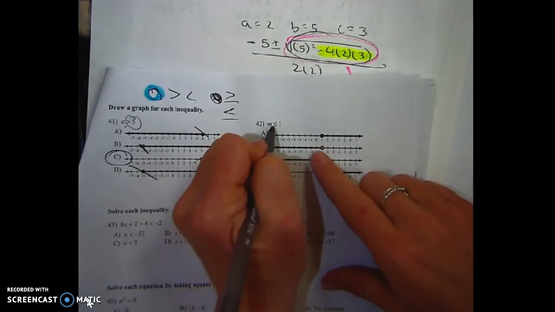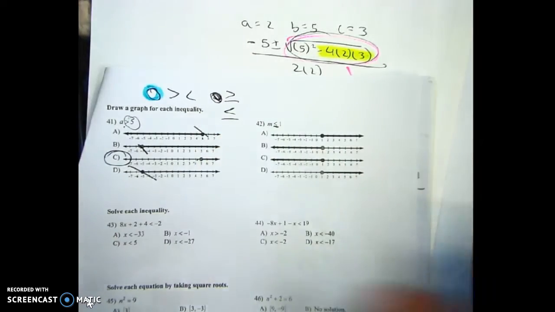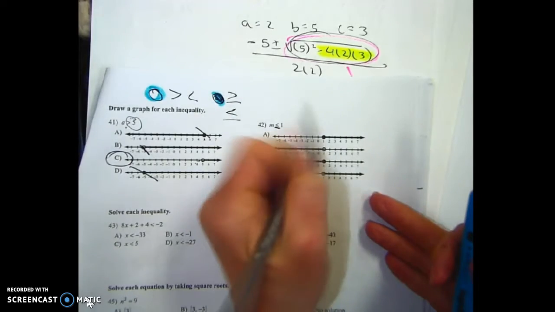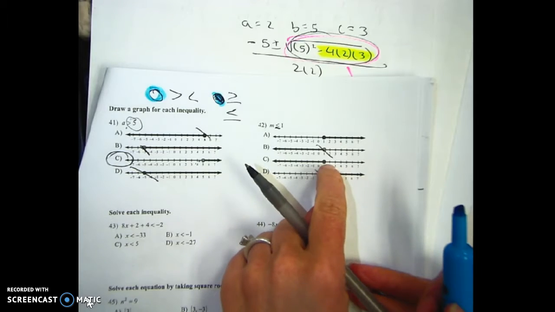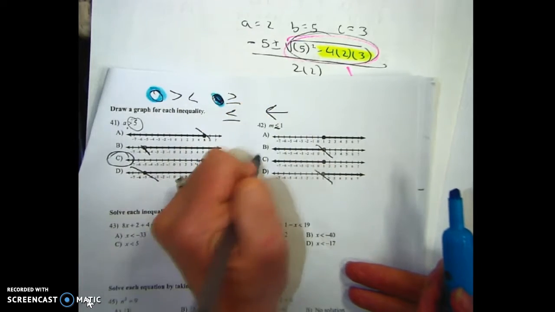Next problem, since it's a line on the bottom, it's a closed circle. Closed circle, no, no. Looking for the number 1, 1, 1. But since it's less than, it goes to the left.